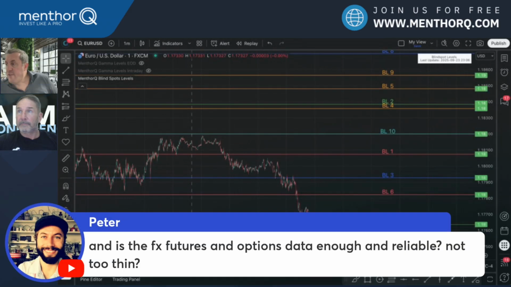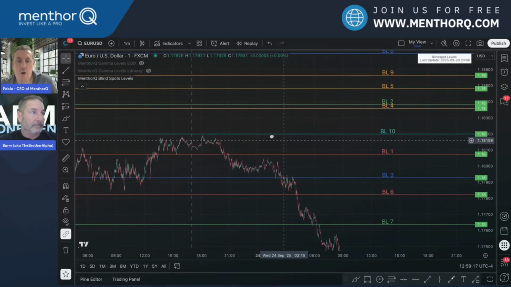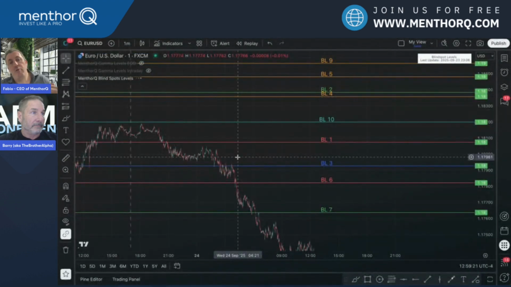So another question. Yes, we have FX futures. They are pretty reliable, but you have to account that most of the Forex volume is not done on futures, but we do have gamma levels on futures. And then we also have blind spot levels on the main Forex pairs. So you can actually use a new algorithm that we developed for Forex specifically, which is leveraging not only option data, but a series of micro correlations and a series of other tools. But yeah, this one could have been very interesting.